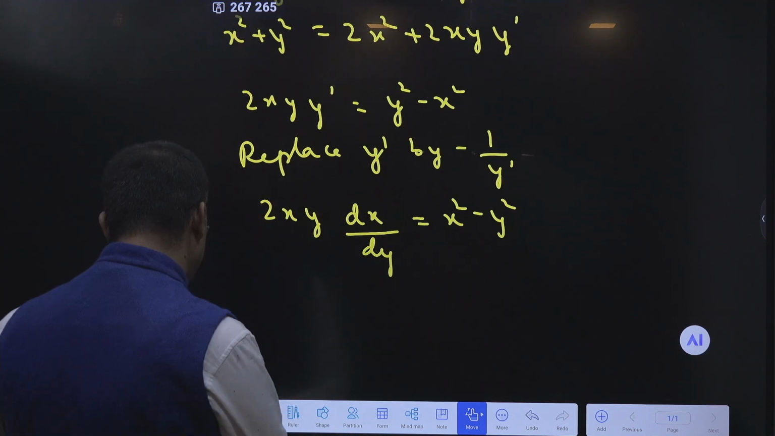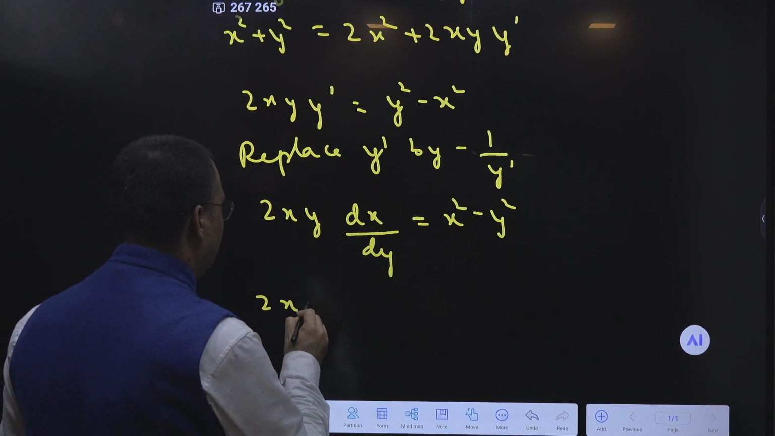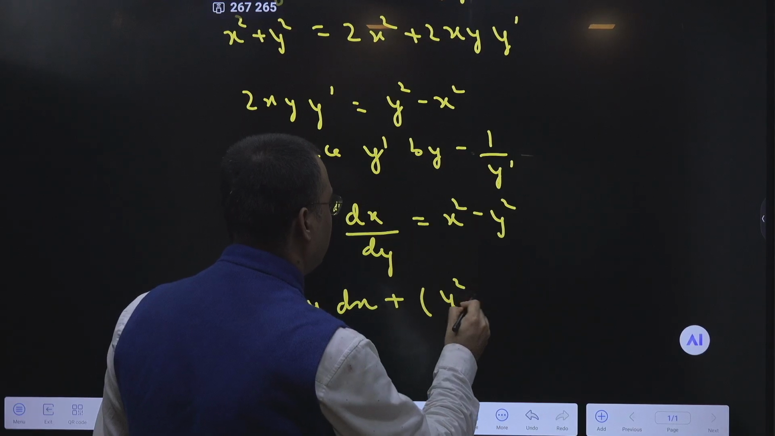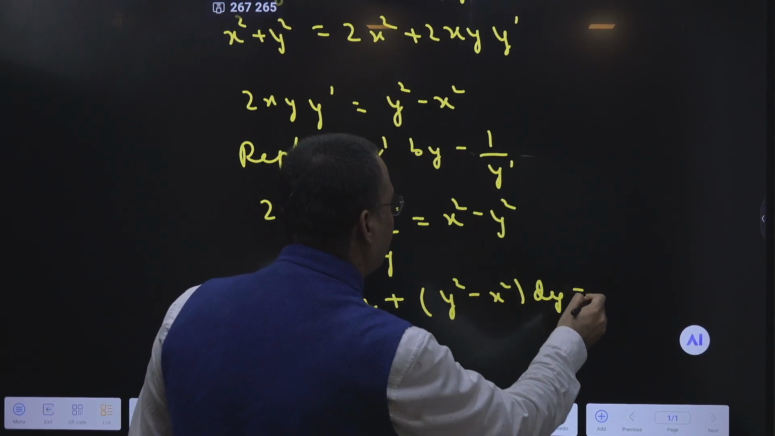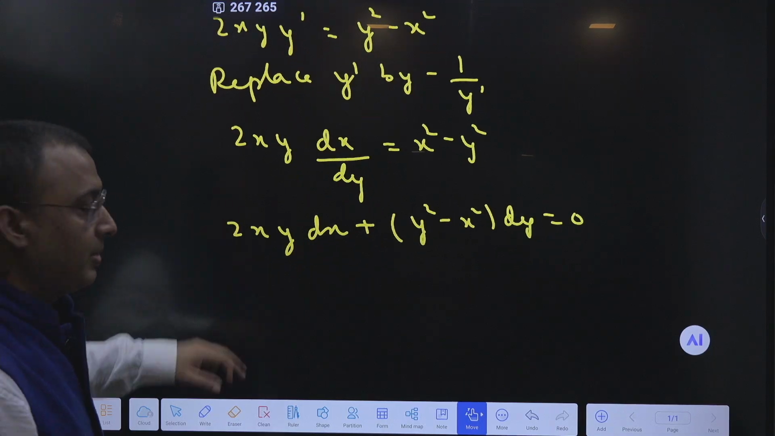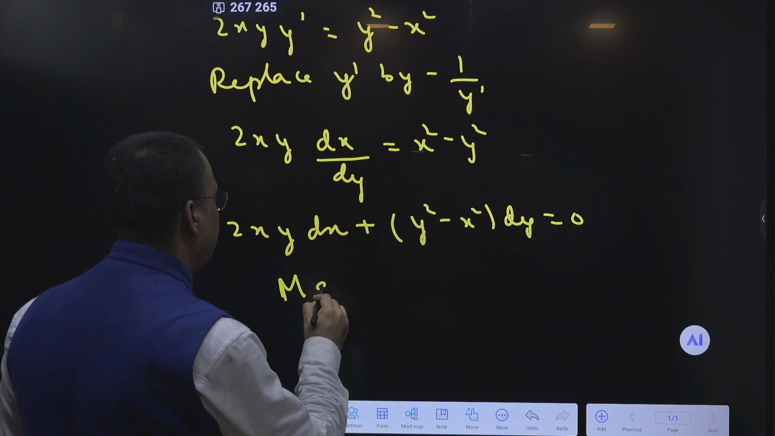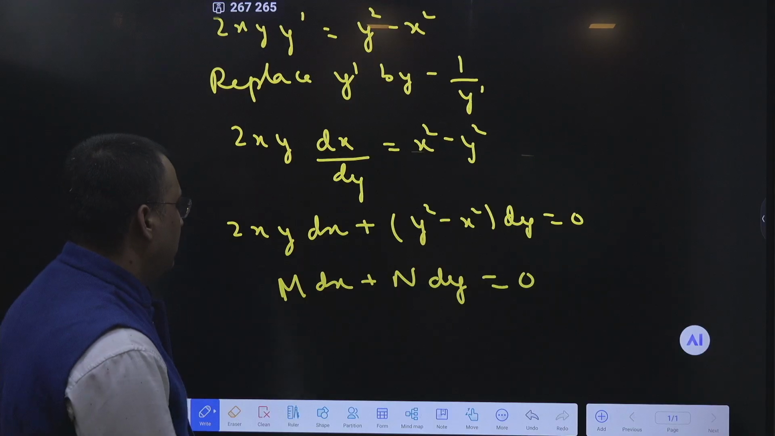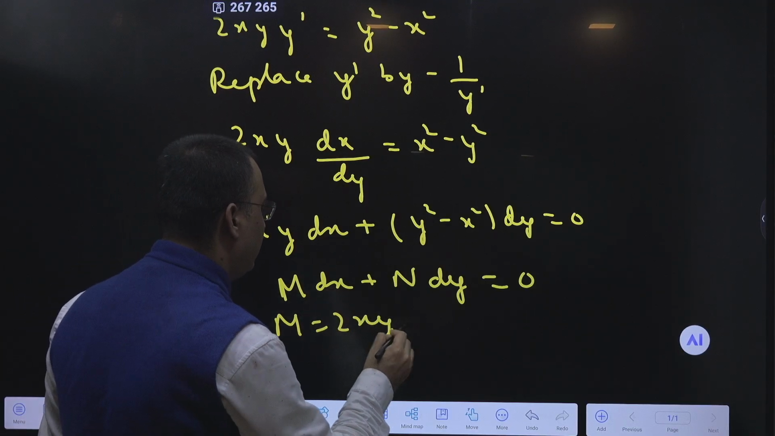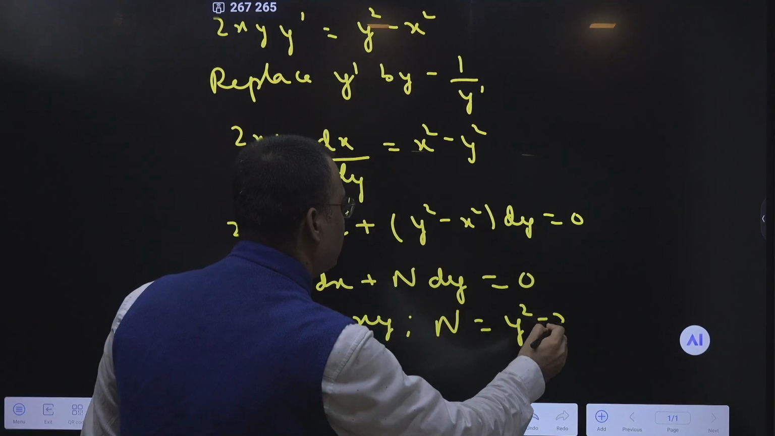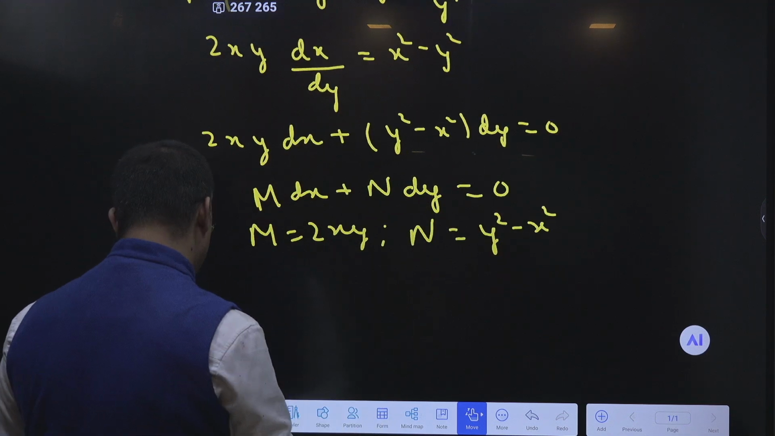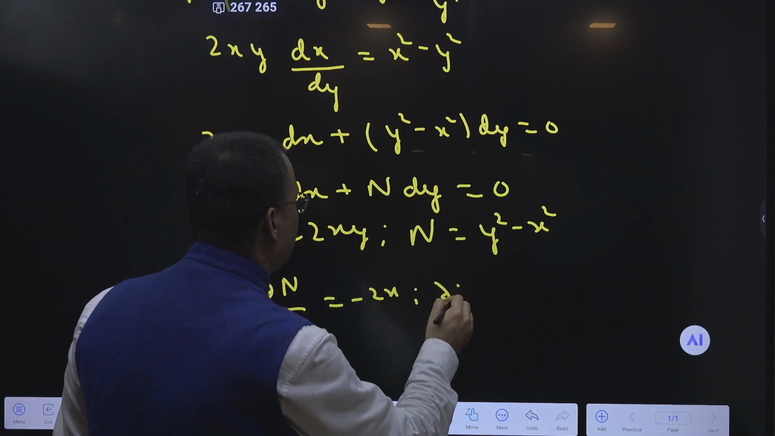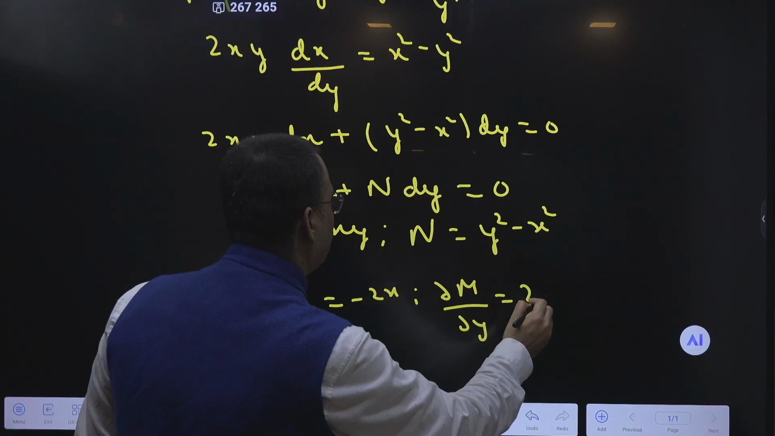Now, this is invariably a homogeneous equation, but I can also write this as M dx plus N dy form. So, I will write this M dx plus N dy is equal to 0. So, M is equal to 2xy, N is equal to y square minus x square. So, del N by del x is minus 2x. Del M by del y is equal to 2x.